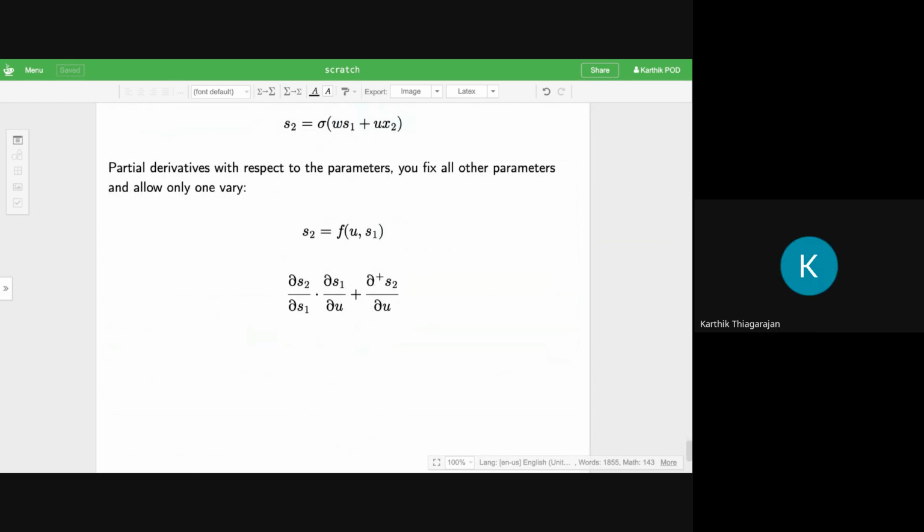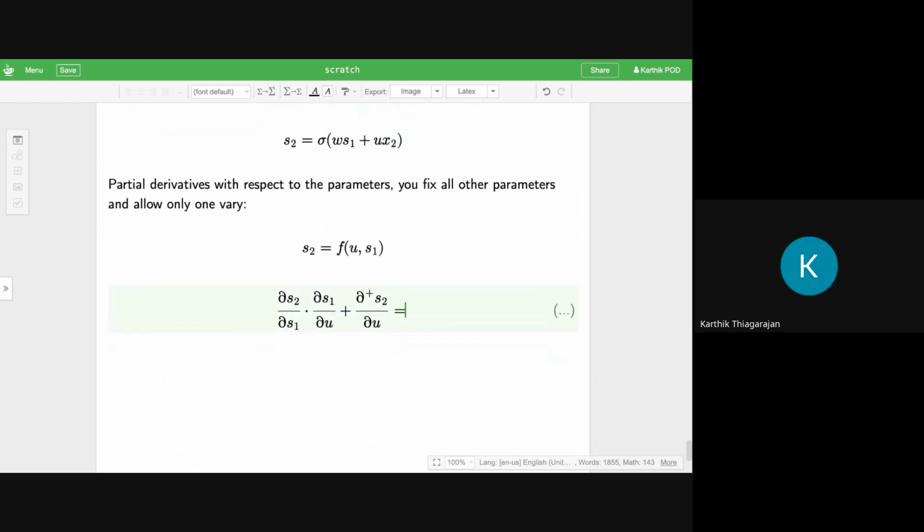Okay. So what will this be? Del S2 by del S1. So you are treating S2 as a function of S1 now. You are taking the partial derivative with respect to S1. So what will you get? It's a sigmoid. So first sigma prime, which is sigma into 1 minus sigma. So you will first get S2 into 1 minus S2. Then W1, since you have to differentiate with respect to S1. So that's W1. That's this term.